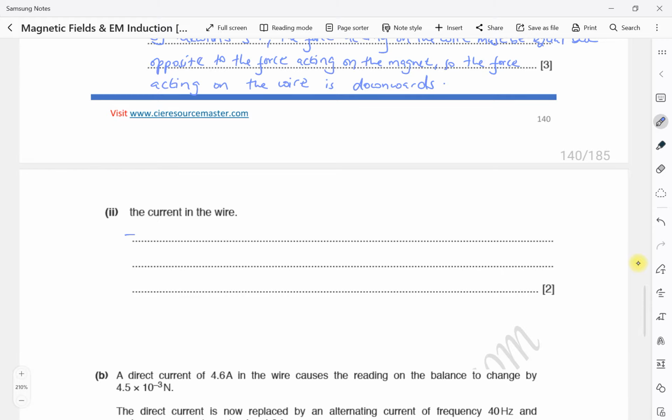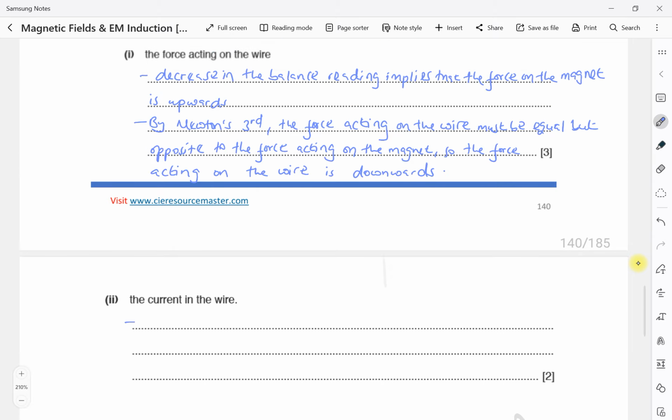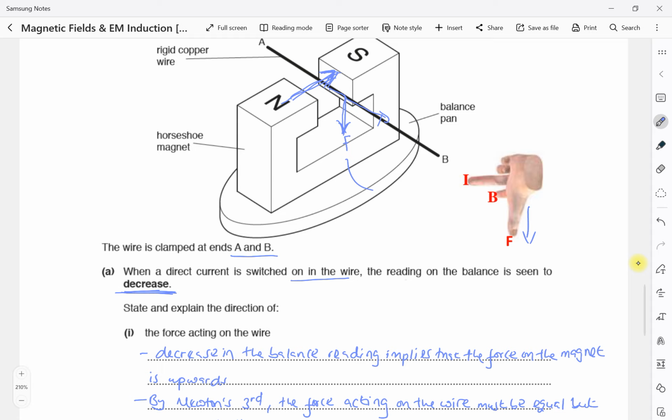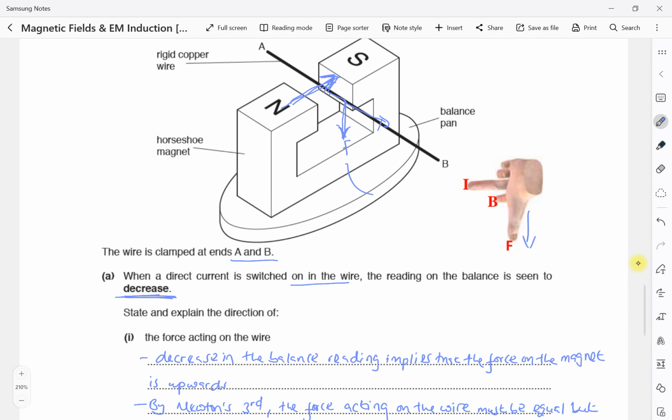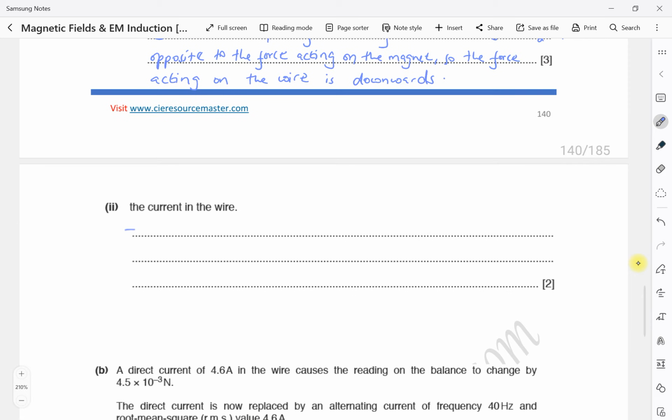So we shall say that since the force on the wire is downwards, by Fleming's left-hand rule, the current is from... did I say the current is from A to B? So making the force to be downwards, if you try to make the thumb point downwards, and the first finger is in that direction, the second finger is going to point the other way around. It is pointing that side. Try to use your left hand and see, sorry for that. So it is from B to A.